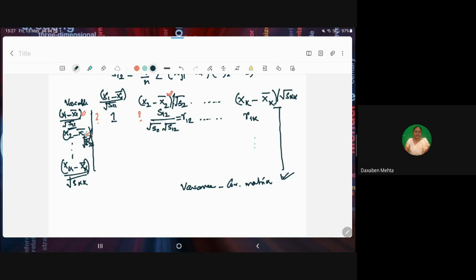And similarly, if you do the same thing here, this becomes R21, this becomes 1, and this becomes R2K. And in this way, RK1, RK2, and this is 1. So when this matrix is formed, it is known as the correlation matrix.